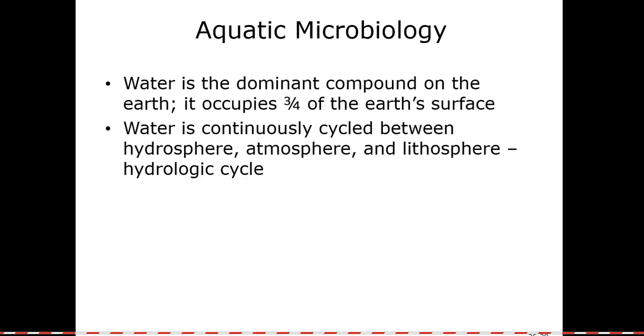Aquatic microorganisms have a really complex relationship. Water is the dominant compound, as we saw, on Earth's surface. About three quarters of our surface contains water, and it's continuously cycled between all of the components of the biosphere through something known as a hydrologic or water cycle.